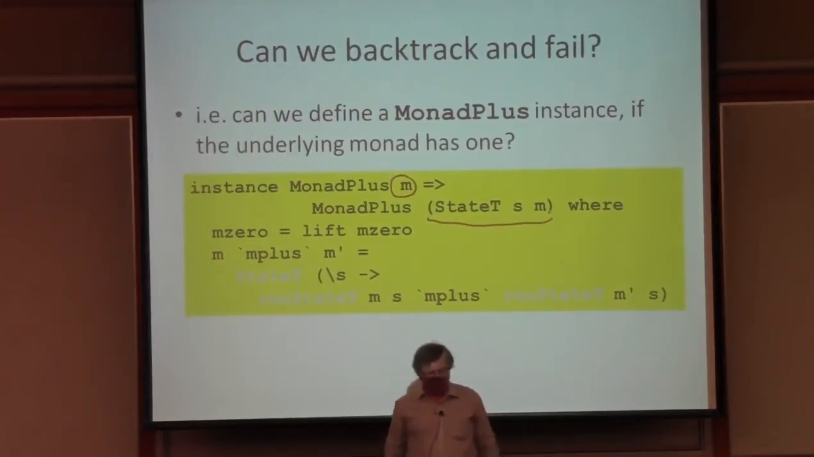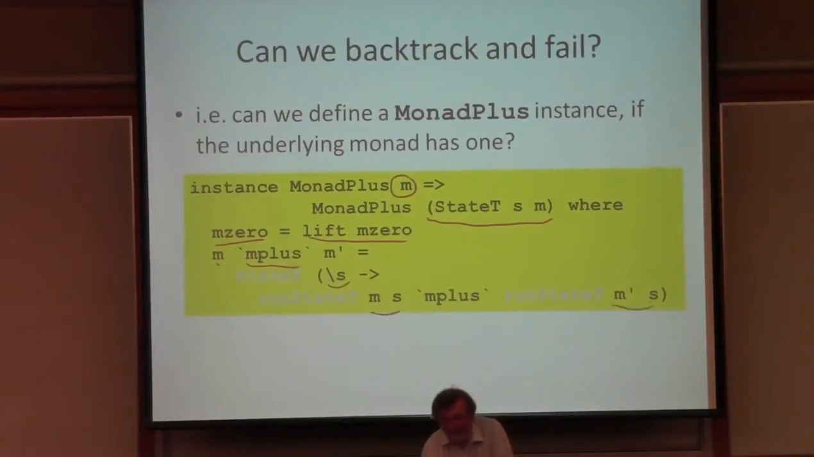And actually, that's pretty easy to do. So here are the definitions. M0, I can just define by lifting the underlying M0. How do I combine two alternatives, M and M prime? Well, I can just take my state and pass it to M and pass it to M prime and combine those using the plus of the underlying monad. So that was quite easy.